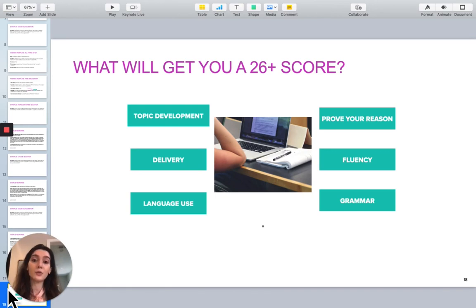But I will tell you that if you are stuck at 23 or 24 and are feeling frustrated, please don't feel disheartened, because this is really a high score. This is a score that a native English speaker would get if they were to take the exam. So let's start by understanding what categories ETS is grading you on. There are 3 categories. One is topic development, second is delivery, and third is language use.